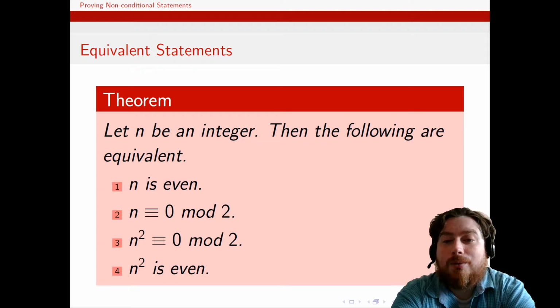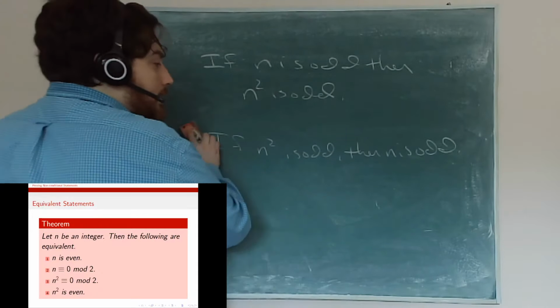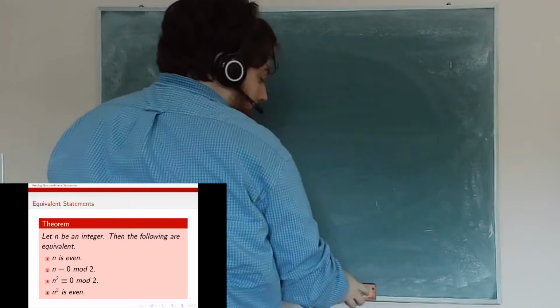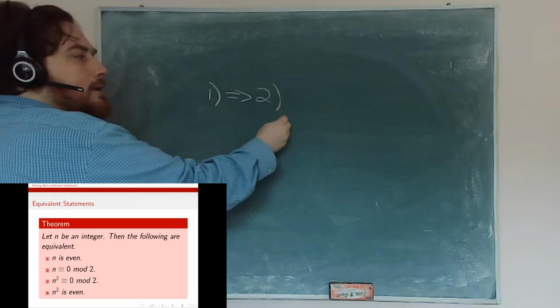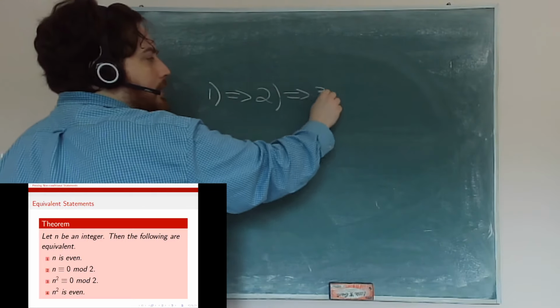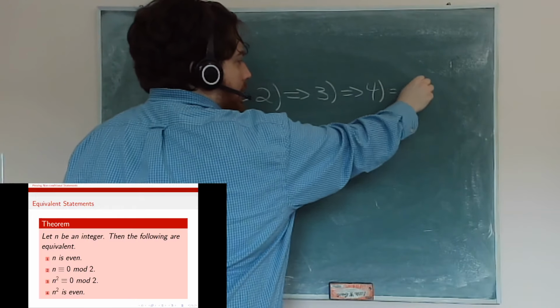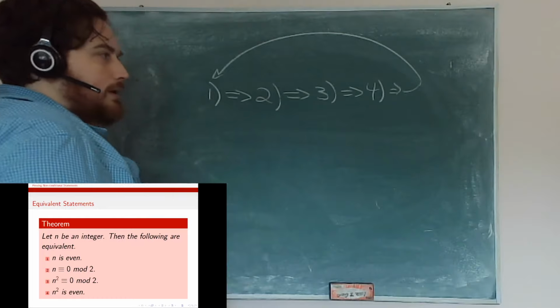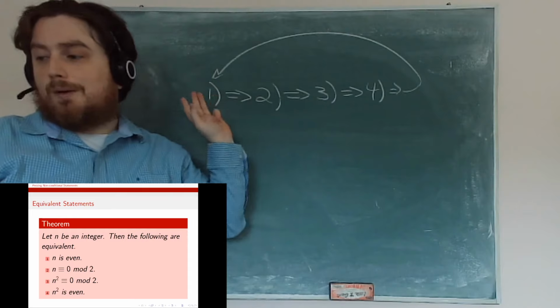And so if I want to show 1, 2, 3, and 4 are all the same thing, I'm going to show some type of circular argument here. I'll start with 1 and show that 1 implies 2. So if 1, then 2, and if 2, then 3, and if 3, then 4, and if 4, then 1. That's what I mean by circular: I go 1 to 2 to 3 to 4, all the way back to 1.